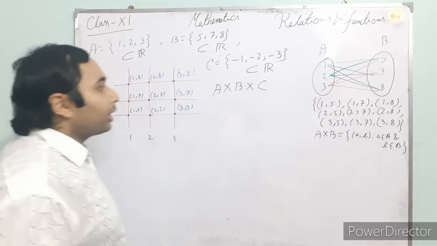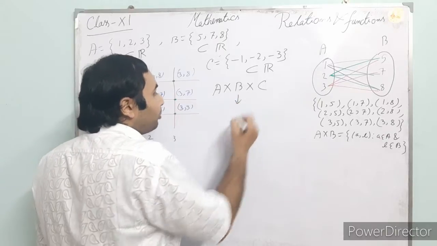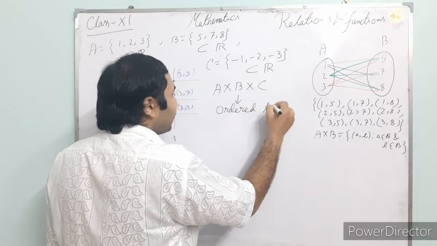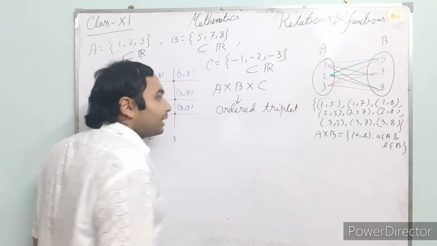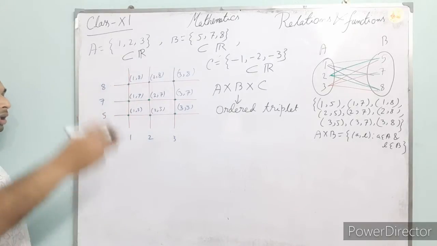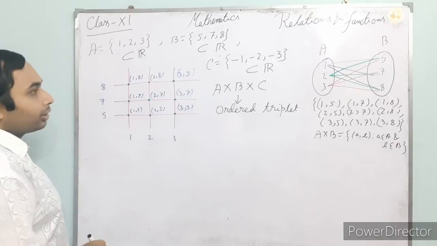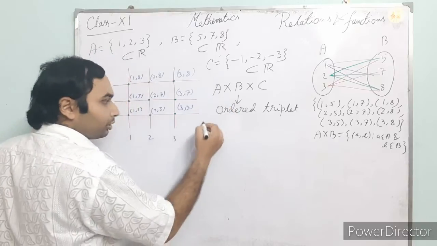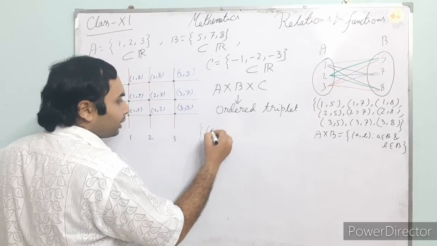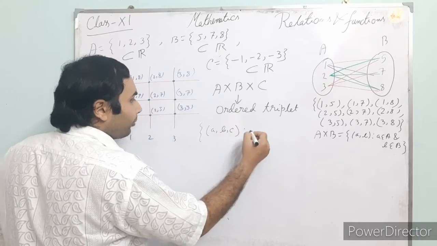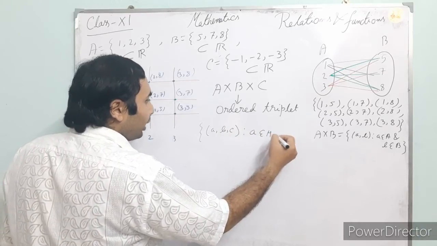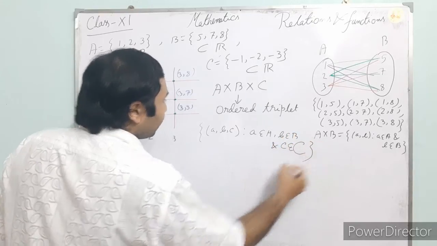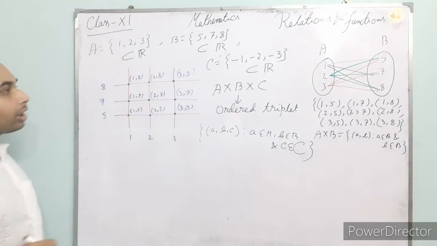And also I will forget, that's why I am saying now, the elements of this set are called ordered triplets, or you can say triplets also. Ordered triplet, that was ordered pair, and this is ordered triplet. Now how are triplets coming? Actually the same type of definition we can give, that is (a, b, c) such that a belongs to A, b belongs to B, and c belongs to C. This is the definition only. This is the ordered triplet.